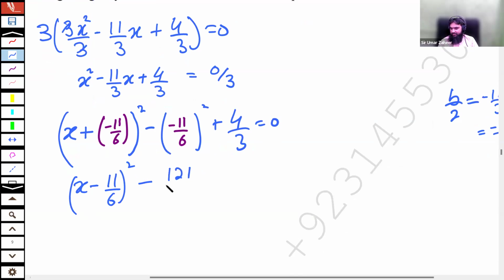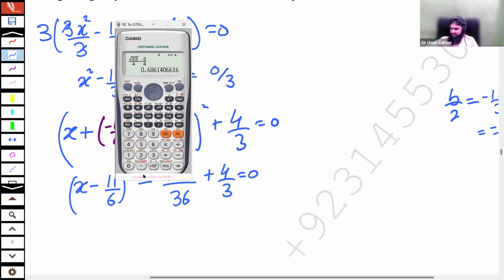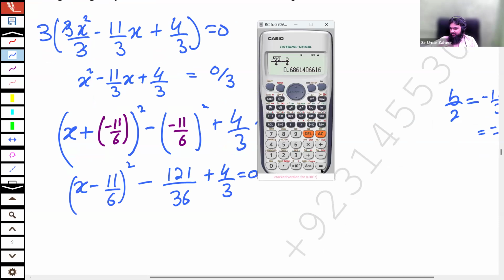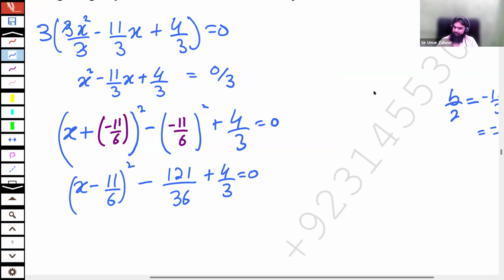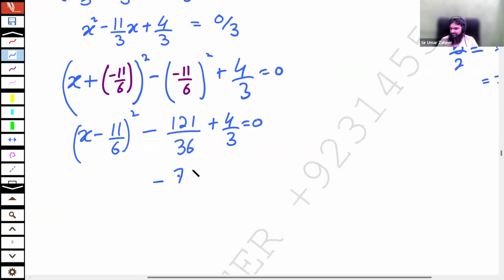11 square will be 121, 6 square will be 36, and the minus sign will become positive. Plus 4 over 3 is equal to 0. Let me use the calculator to simplify them. We have minus 121 divided by 36 plus 4 divided by 3, which gives minus 73 over 36.